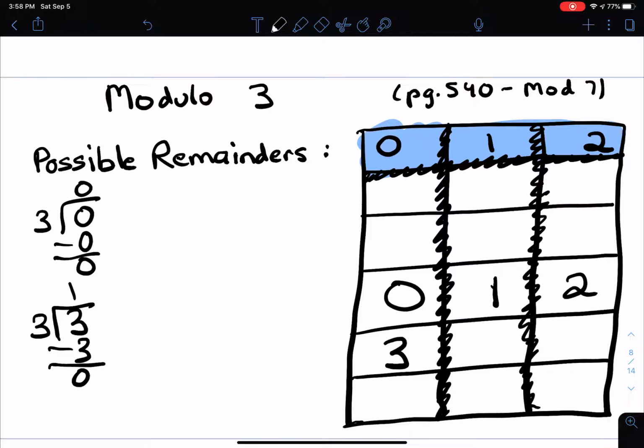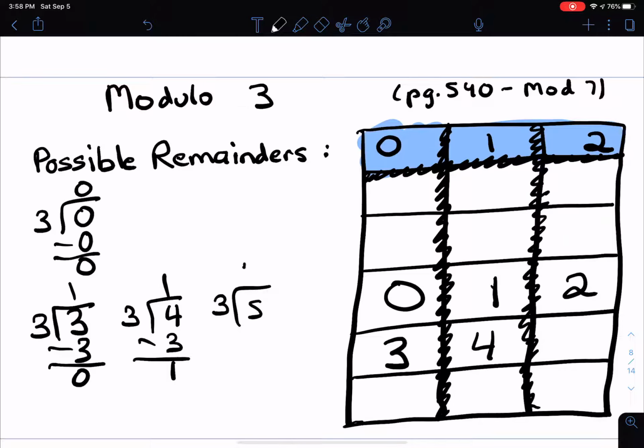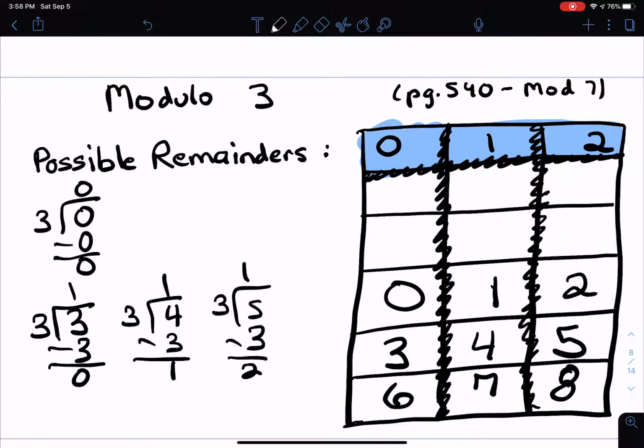All right. If you divide 4 by 3, you get a remainder of 1. So that gets to go in this column. If you divide 5 by 3, you get a remainder of 2. So that goes in this column. And so on. If you divide 6 by 3, you get a remainder of 0. If you divide 7 by 3, you get a remainder of 1. If you divide 8 by 3, you get a remainder of 2. And so forth.